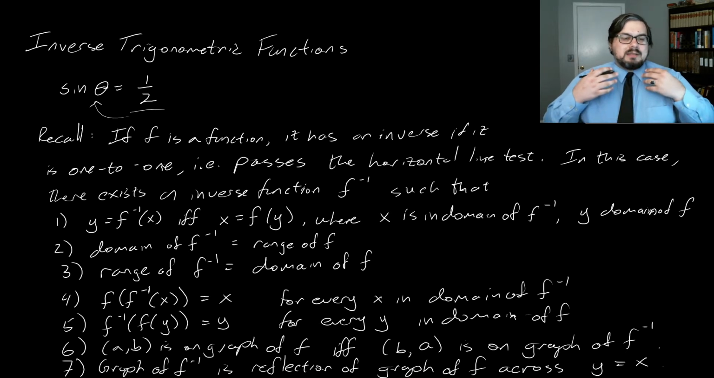Now, when we ask what are the inverse functions to the trigonometric functions, we're going to run into a problem. And the problem is that the trigonometric functions are not one-to-one. So let's see what the problem is and how we can fix it. So let's take just sine, for example. The function f of x equals sine x is not one-to-one.